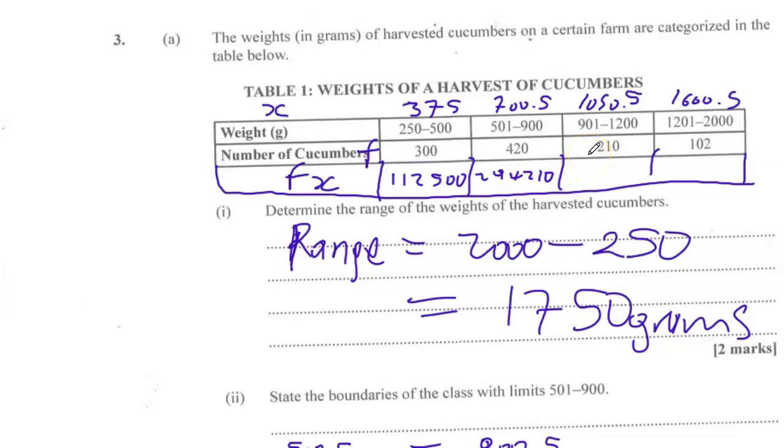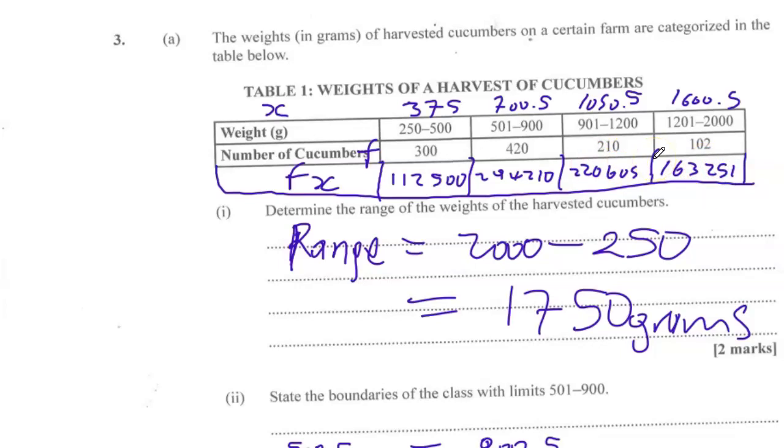And second to last one, 210 times 1050.5. That's 220,605. And the final one, 102 times 1600.5. That will give us 163,251. That's the fx values.